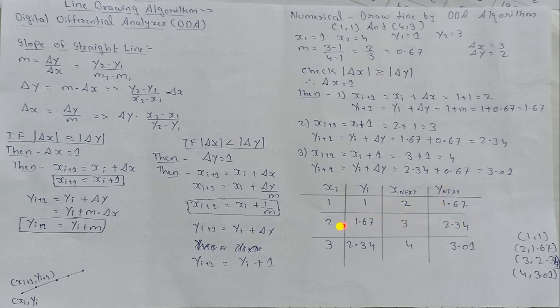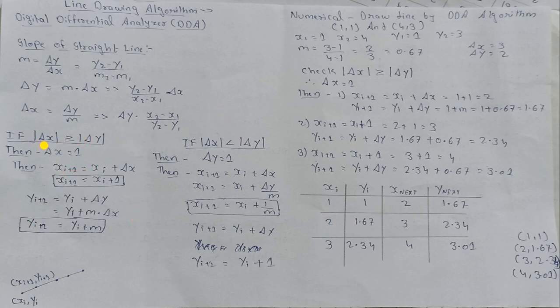So whatever the xi plus 1 and yi plus 1 values are, we will put them here. Meaning xi plus 1 value will be put in the xi value, and yi plus 1 value will be put in the yi value. Okay, so we have the 1.67 value. Now we have to find out again, using this same formula.